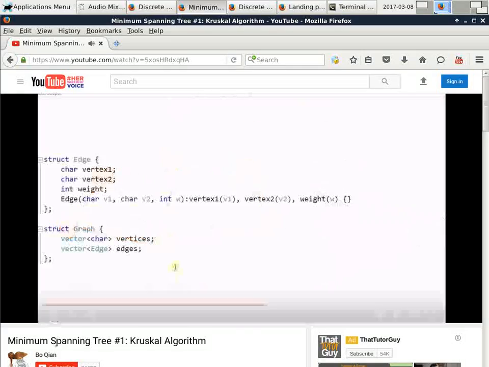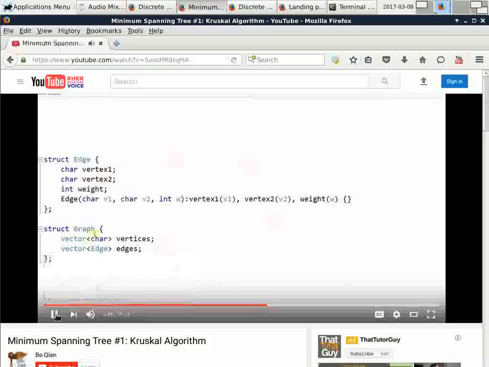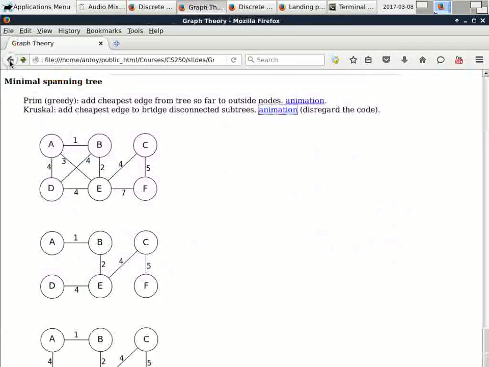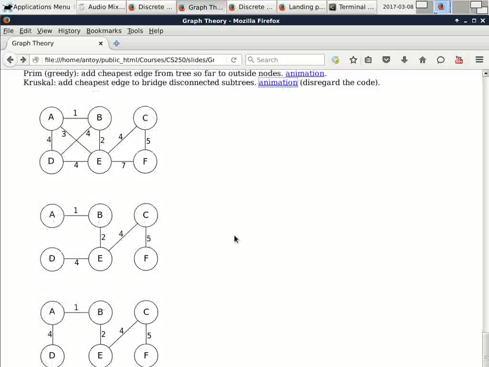Now let's look at our code. All right, we don't look at the code, of course. Instead, we try to do it on this example to reinforce the concept.